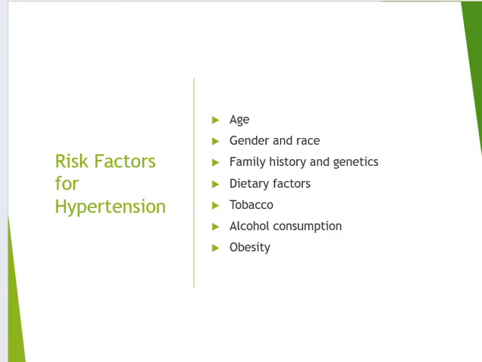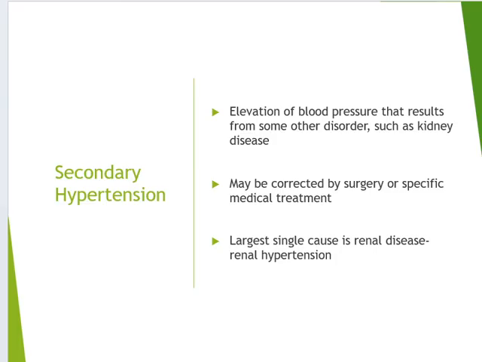So again, here are your risk factors. Age: risk of hypertension goes up as we age, and it's more likely in men. African American populations have higher rates. This does run in families. There are dietary components. Smoking, of course, predisposes. Those who have high rates of alcohol consumption tend to be hypertensive, and patients with obesity also develop hypertension. So that's really primary hypertension.